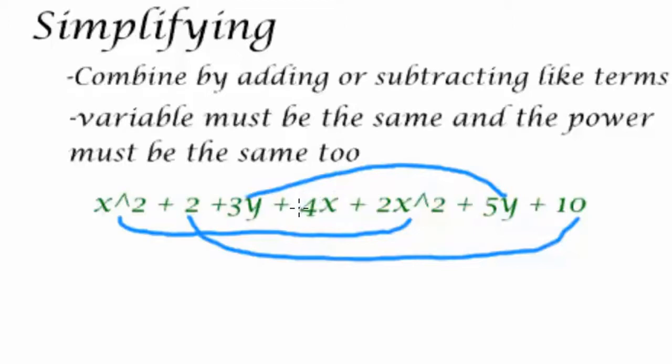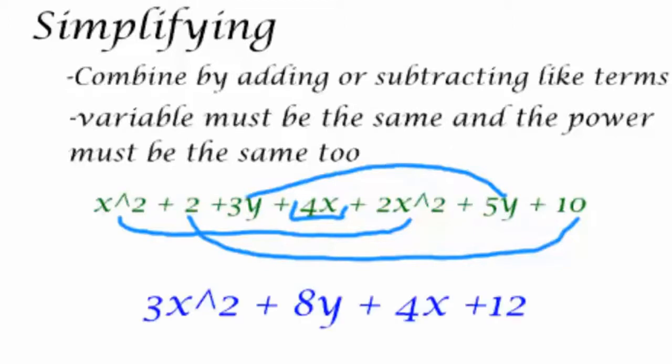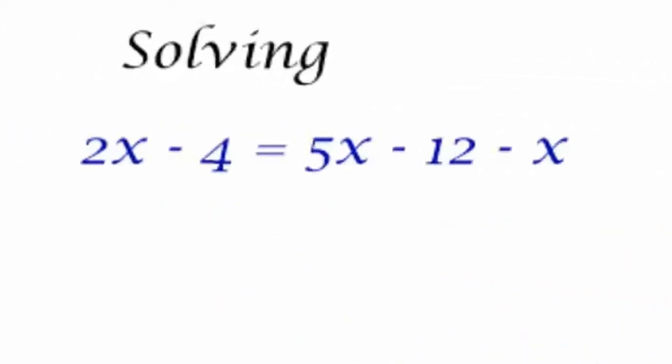Now the 4x, because it doesn't have any like terms with it, stays in the middle and nothing necessarily happens to it. At the end of the day, after combining, I have 3x squared plus 8y plus 4x plus 12. By combining these like terms, I can shorten down very long algebraic expressions and then work towards solving equations. Let's look at one where we can simplify and combine like terms to help us solve an equation.